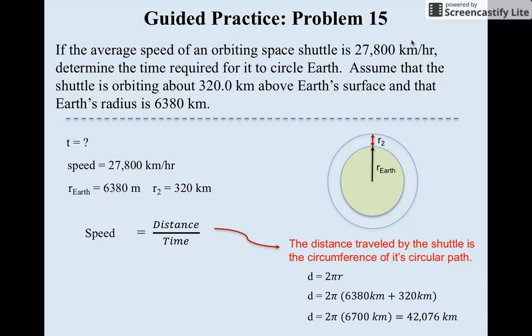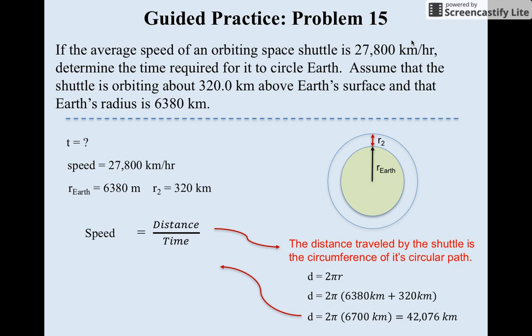When we simplify this, inside of parentheses becomes 6,700. We multiply by 2 pi. I just made pi 3.14 and got 42,076 kilometers. If you're working in your calculator and you use a function that has pi to many more numbers after the decimal, your answer will be slightly different, but it's around that same value.